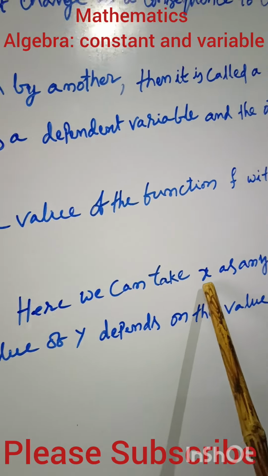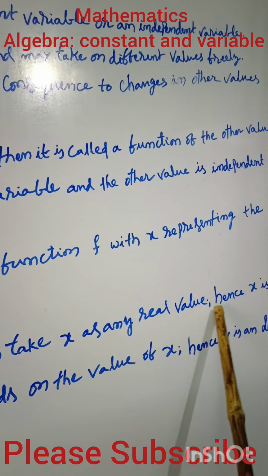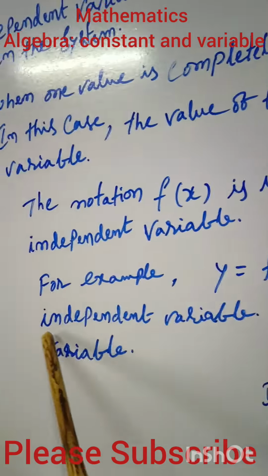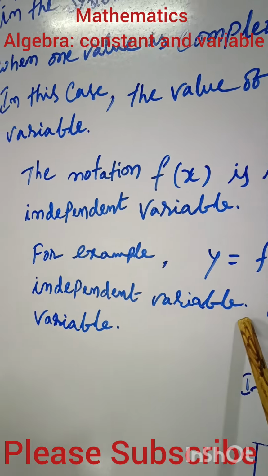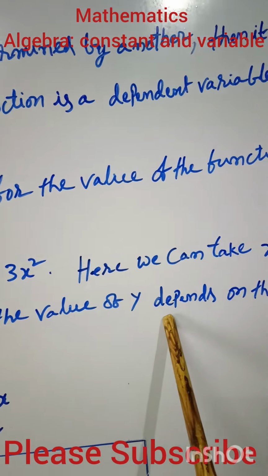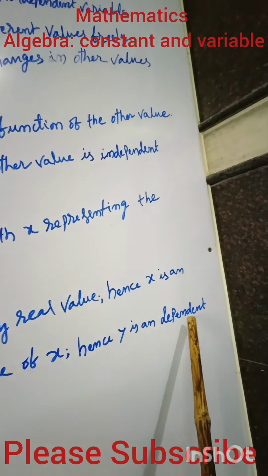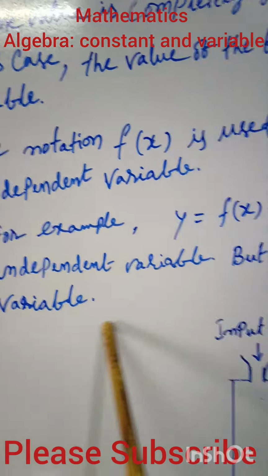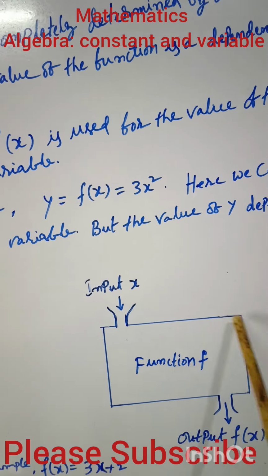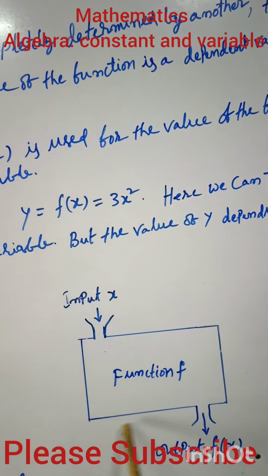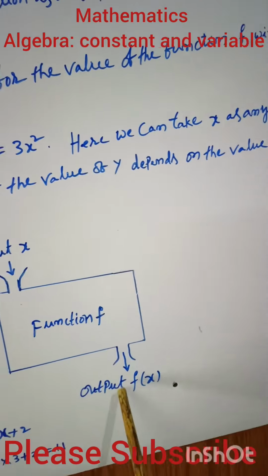Here we can take x as any real value, hence x is an independent variable. But the value of y depends on the value of x, hence y is a dependent variable. Here see, this is one function, one machine: the input is there, the output is there.